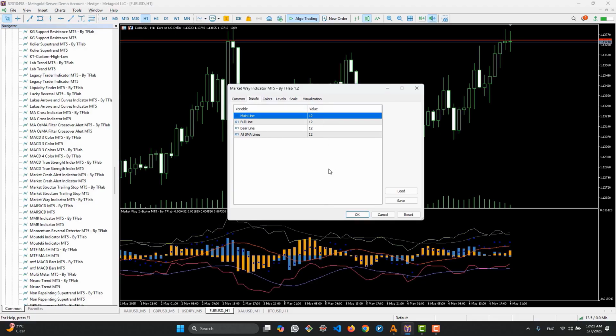The first option in the settings is the calculation period for these dark blue points, which calculates the difference between the open and close for a certain period, and here we can specify that period. We can also specify the same period here for the green line, which was for bullish candles, and for the pink line, which was for bearish candles, and we can also set the period for the moving averages here.